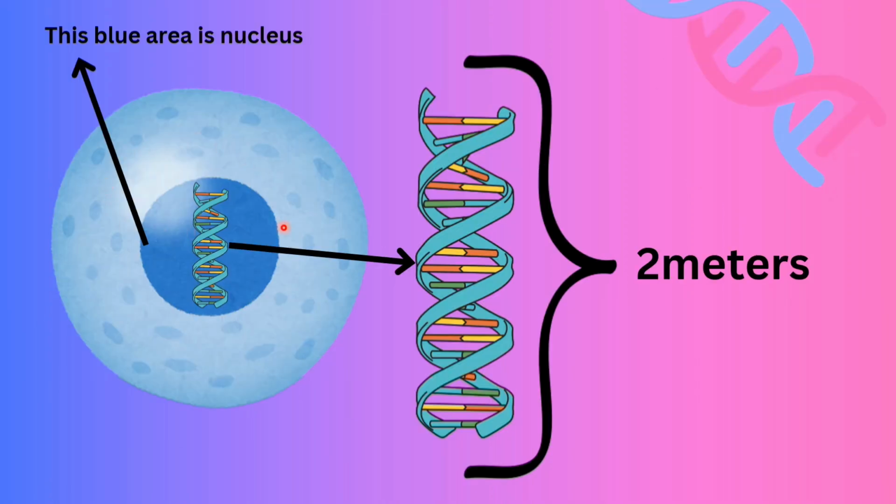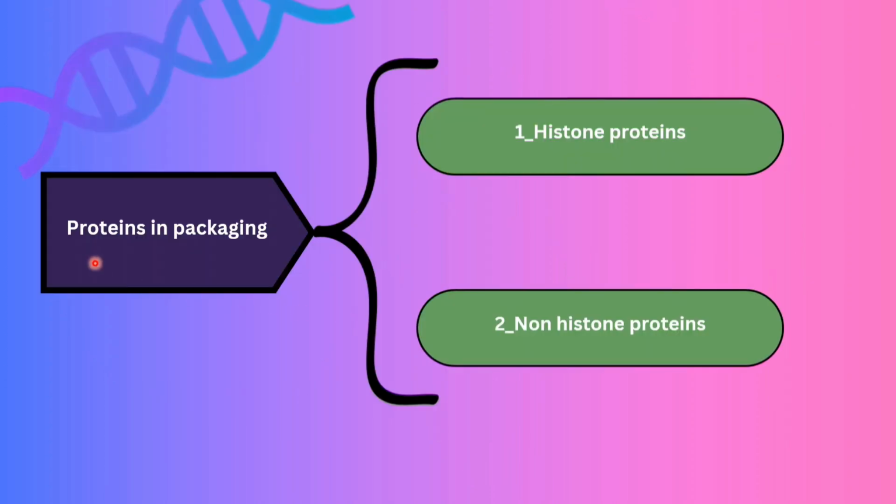Every cell in our body has a nucleus, and inside that nucleus is DNA. DNA is like a super long twisted ladder that contains all the instructions for building and running our body. But if you stretch out all the DNA in a single cell, it would be about 2 meters long. That's a lot of information to pack into a tiny nucleus. To fit all that DNA inside, it needs to be super tightly wound. This is where proteins come in.